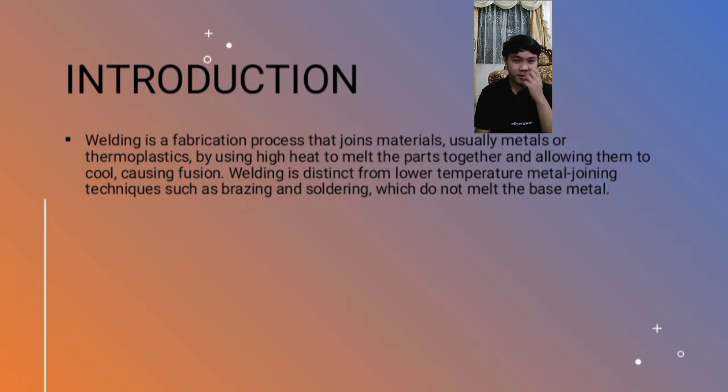This is the introduction. Welding is a fabrication process that joins materials, usually metal or thermoplastic, by using high heat to melt the parts together and allowing them to cool, causing fusion. Welding is distinct from lower temperature metal joining techniques such as brazing and soldering, which do not melt the base metal. Now we move to the next slide.